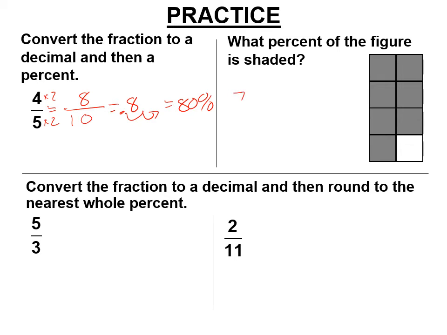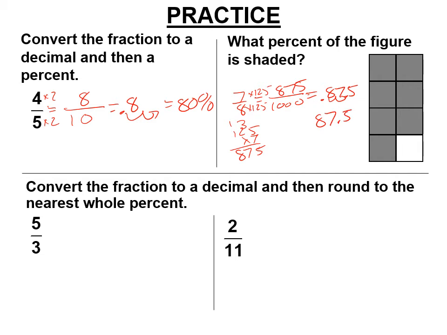That is 7/8. Every time you have 8s, you're making it over 1,000. We're multiplying by 125. 125 times 7, 35. Then 14 plus 3 is 17. I'm getting 875 thousandths, which is 0.875. And the percent, move it twice, is 87.5%. Doesn't say approximate, so don't round that.